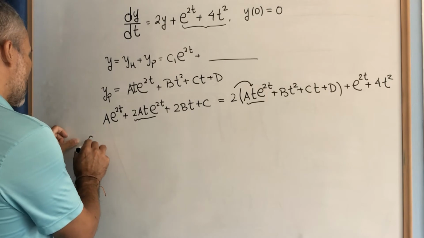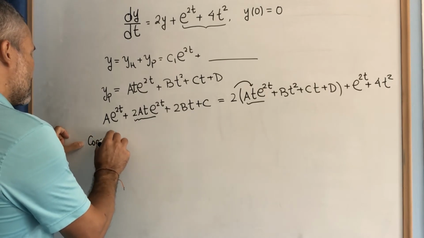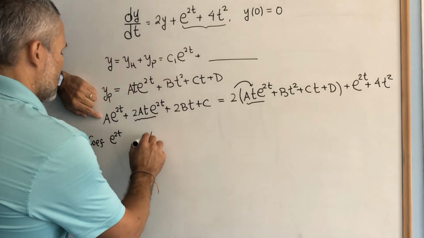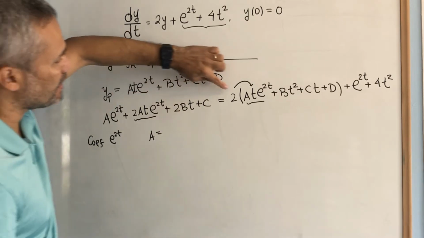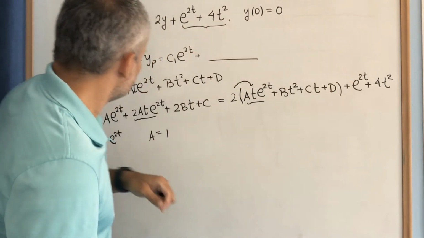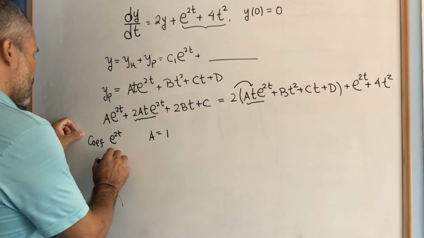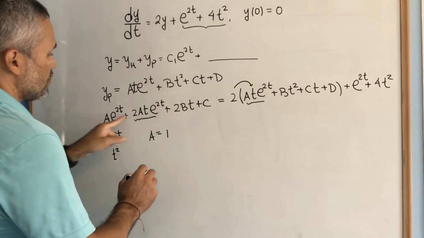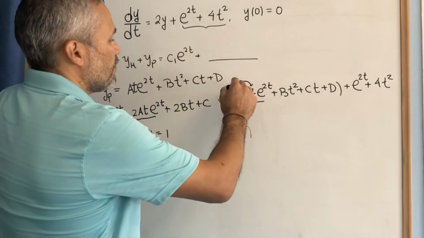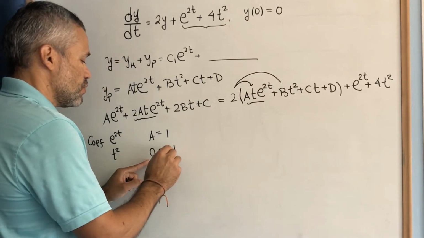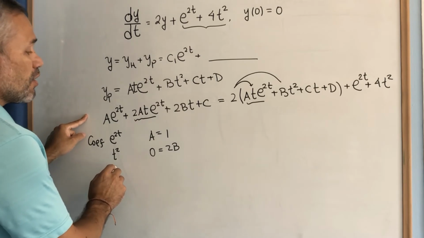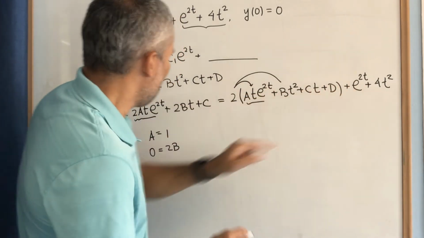Then let's do that. The coefficient of e to the 2t on the left is equal to a, and on the right is 1, right? 1. The coefficient of t squared on the left, there is no t squared on the left, then it's 0. And on the right, when we multiply this by this, we get 2b. The coefficient of t is 2b plus 4.